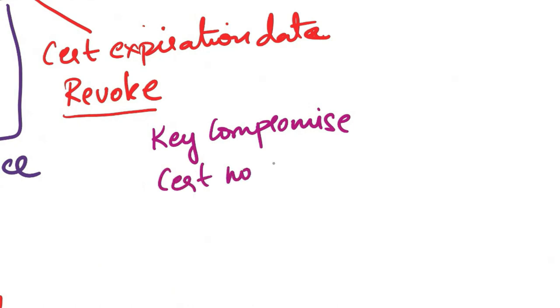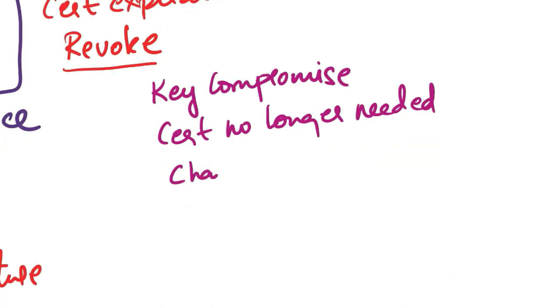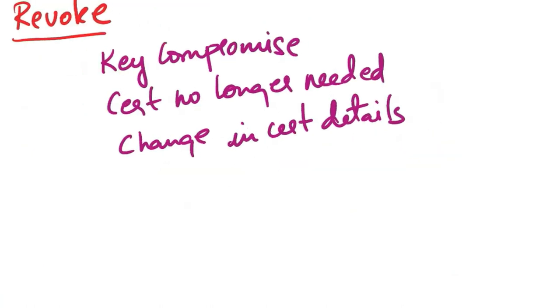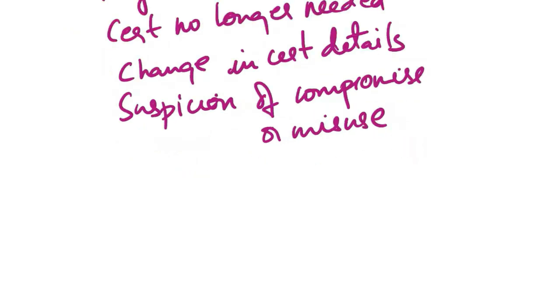Next, certificate is no longer needed. So, when a certificate is no longer relevant or is no longer required, it can be revoked to free up resources and maintain security. Next reason can be change in certificate details. That is, if there are changes in the certificate's details, like for example, a change of the organization or domain name, the existing certificate can be revoked and a new one can be issued. Next one is suspicion of compromise or misuse. If there are concerns about the misuse or unauthorized access involving a certificate, it is revoked for precaution.